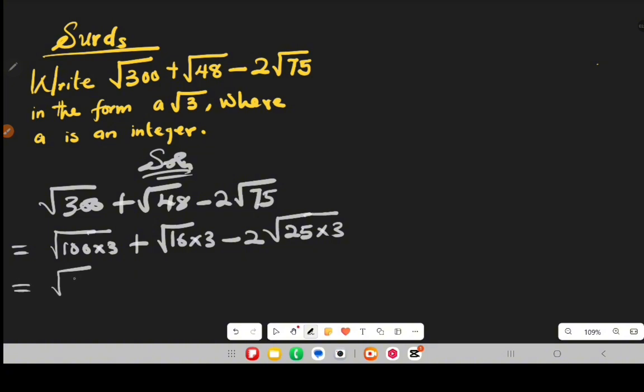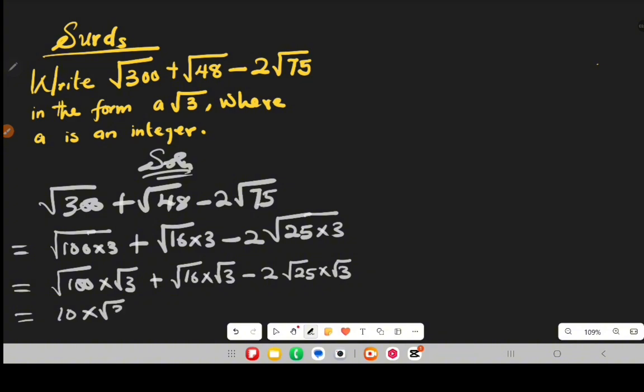We have root of 100 times root of 3 plus root of 16 times root of 3 minus 2 root of 25 times root of 3. Next step, root of 100 is 10 times root 3 plus root of 16 is 4 times root 3 minus 2 times root of 25 is 5 times root 3.